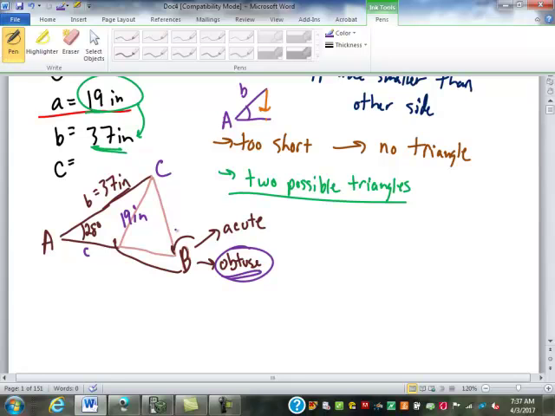And this one, we weren't given a picture. So you had to either be told it's obtuse or acute, or you have to solve it both ways and give both answers. Now on our tests, I will usually give you a picture or I will tell you.